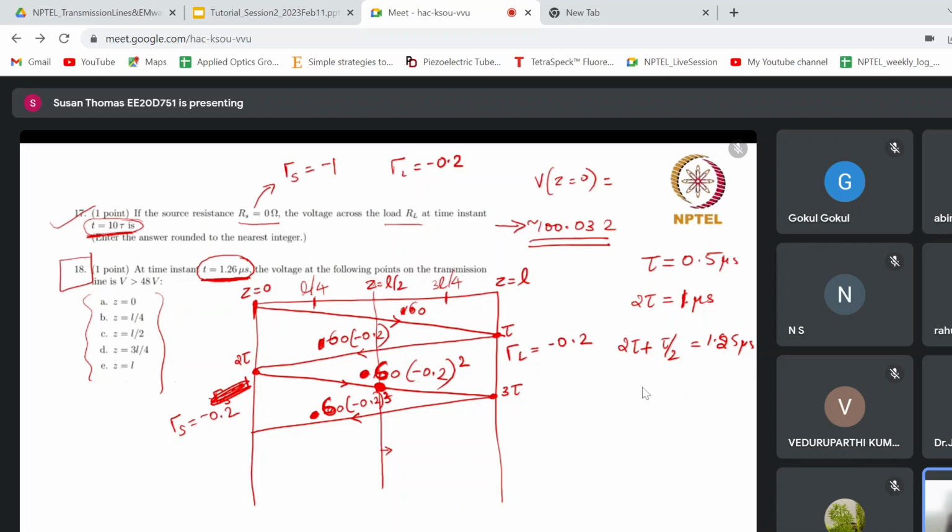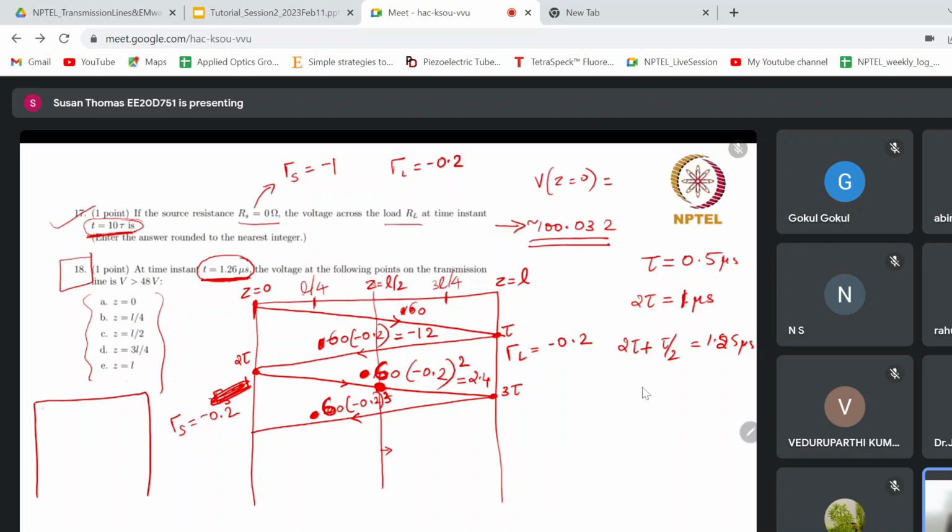Now, 60 into minus 0.2, what will be the value? It will be minus 12. And minus 12 into minus 0.2 will be 2.4 volt. Okay. Now let's see the transmission line part.